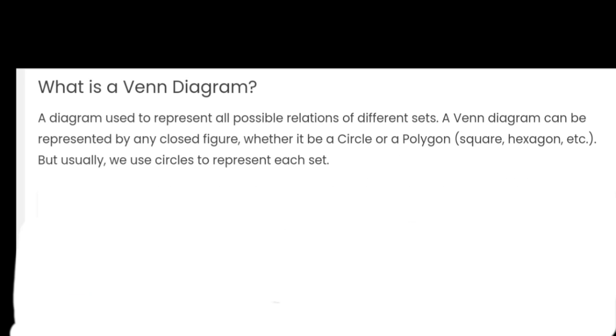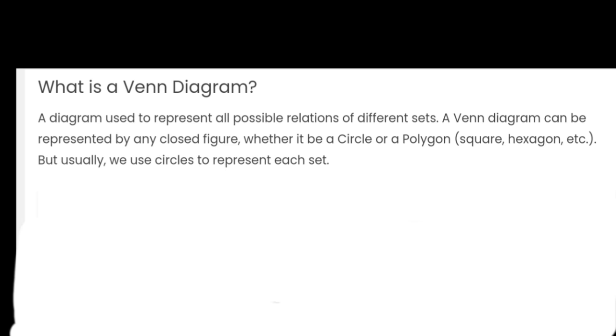So what is a Venn diagram? A diagram used to represent all possible relations of different sets. It's just a diagram, that's why I call it a Venn diagram. It's a diagram that helps to represent all possible relations, that is, the relationship between different sets. That is, how does set A relate to set B, and how does set B relate to set C. So it helps to show the relationship between different sets.